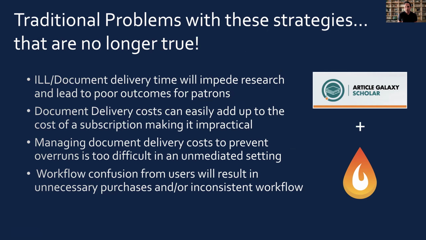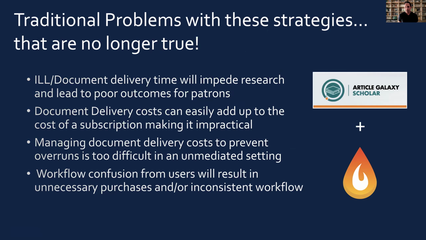The second thing is document delivery costs can easily add up to the cost of a subscription, making it impractical. This was much more commonly the case 20 years ago, given the price of journals. Whereas nowadays, the price of some journals can be tens of thousands of dollars. So moving those sorts of materials to document delivery, it would take actually a lot of individual article purchases to equal the amount that is requested for the subscription.